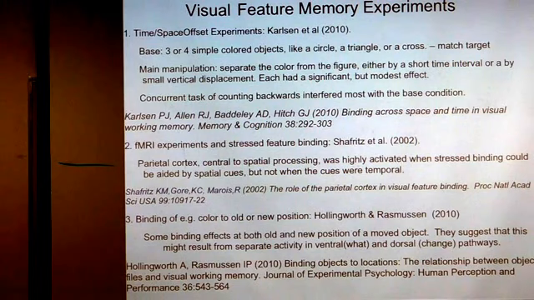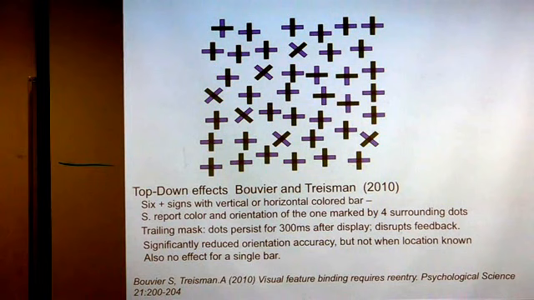Nothing like one. The final of these experiments is actually one of Anne Treisman's recent experiments. This is the same figure I showed you before. But in this case, there were six plus signs. You can look at this collection of them here, and they either had a vertical or a horizontal colored bar, and the subjects had to report the color and the orientation of a particular one. There were six of them, and one of them, maybe this one, would be marked by four surrounding dots. Again, this is a very well-known manipulation.